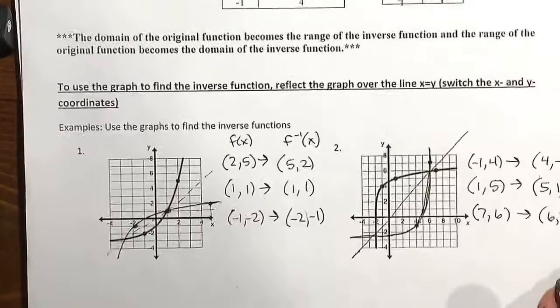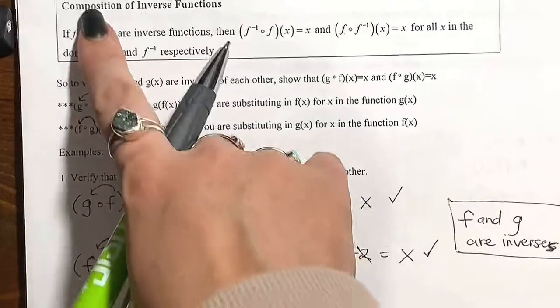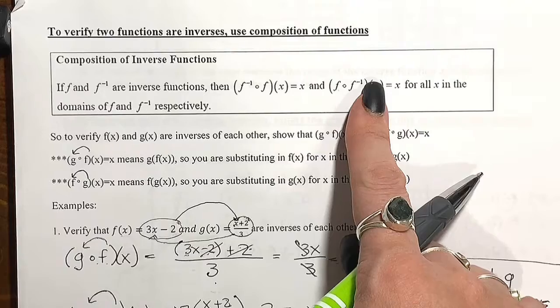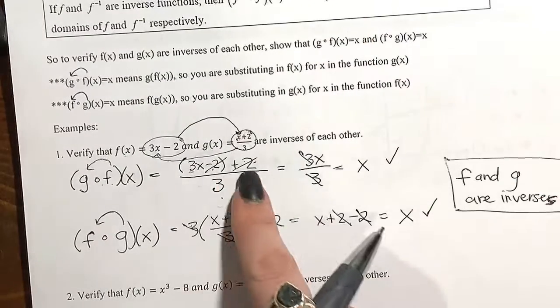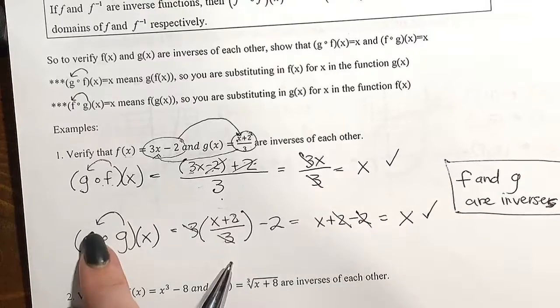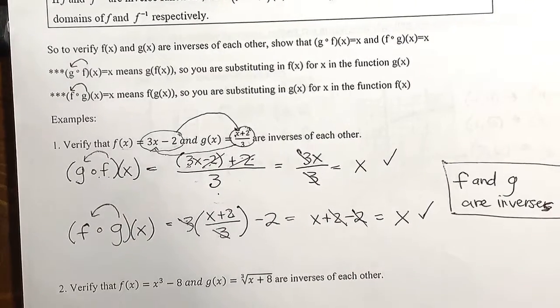So there are graphs and there are the tables. I think those are the easier ones. And then just a reminder, when you are doing the composition of inverses, you're doing essentially a proof. So you have to show every little step, proving that from here you get x. And if you do this, you get x. And you need those middle steps in order to essentially prove it.